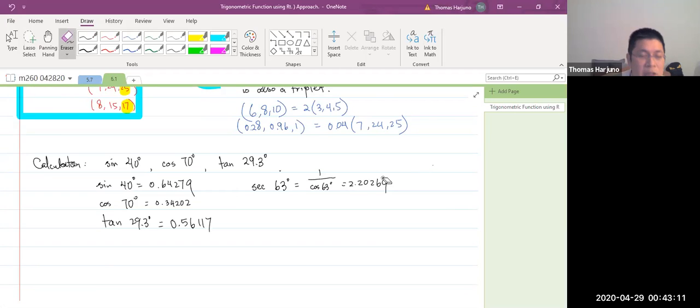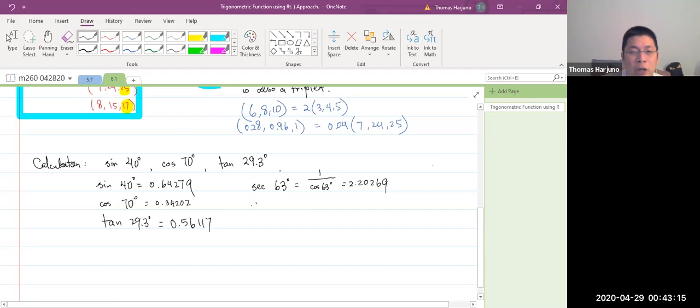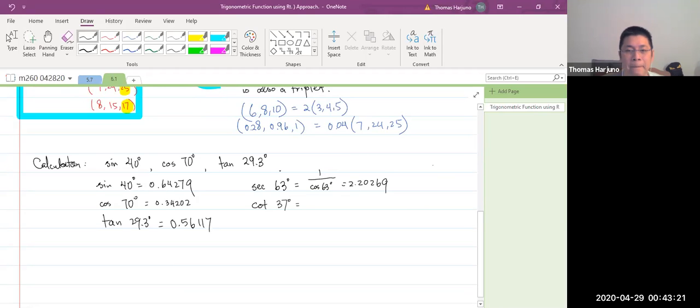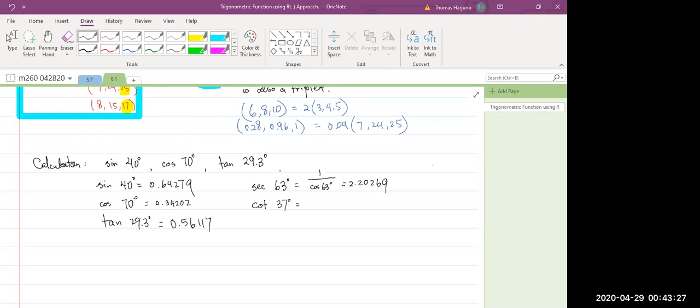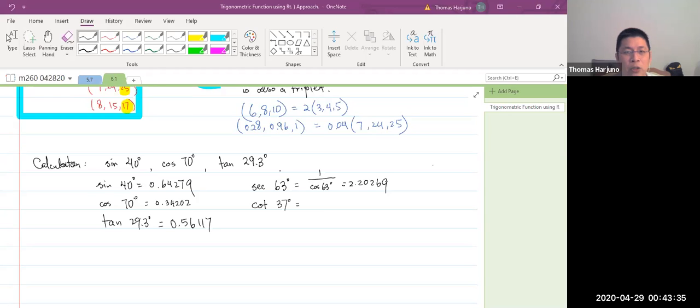Are you okay with this number? Okay, now your turn. How about cotangent of 37 degrees? You do it. 1.32704. Good.